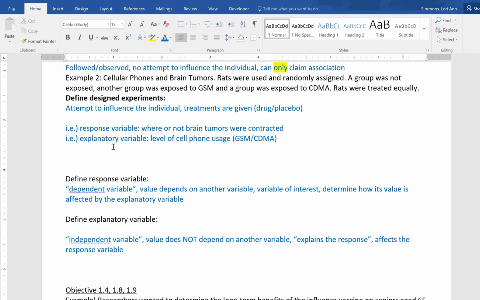With a designed experiment, you can claim causation. So you can say here now that cell phones cause brain tumors if we had the evidence for it.